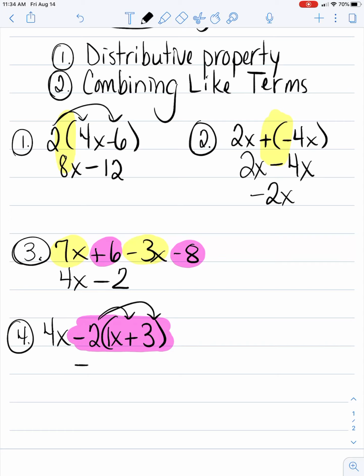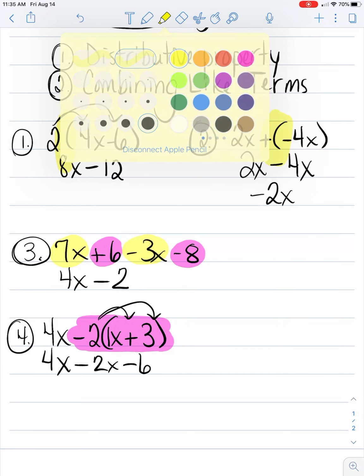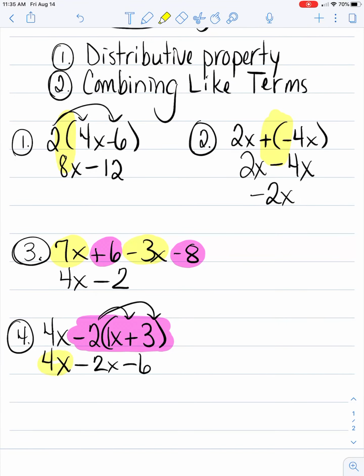Different signs, my answer is negative. 2 times 1x is 2x. Negative 2 times positive 3. Different signs, my answer is negative. 2 times 3 is 6. And a common mistake that people make here is they forget to bring down that extra stuff. So make sure you bring down that 4x up front.